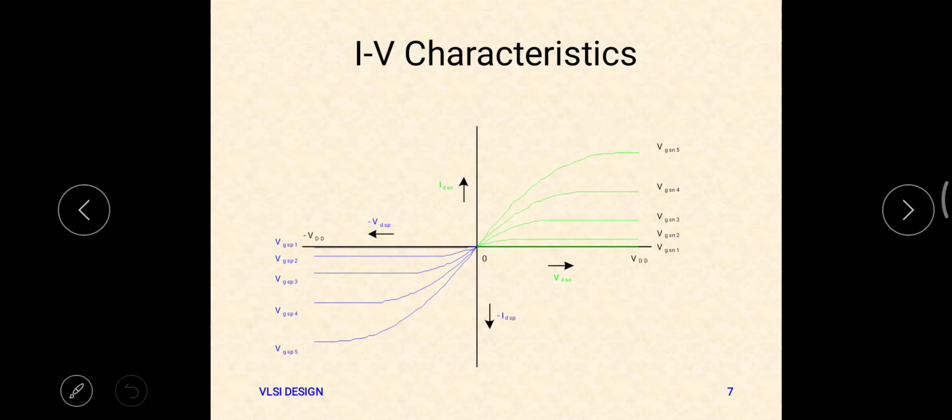This is the ideal IV characteristics of an NMOS and PMOS. So this is the ideal IV characteristics of the NMOS. This is the ideal IV characteristics of the PMOS.